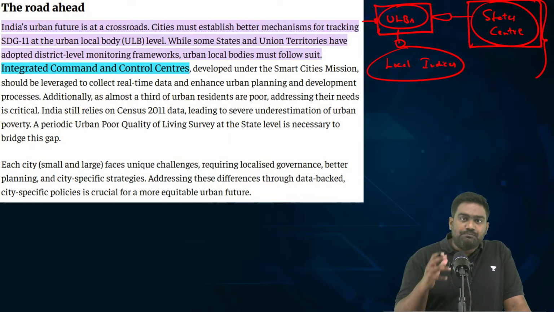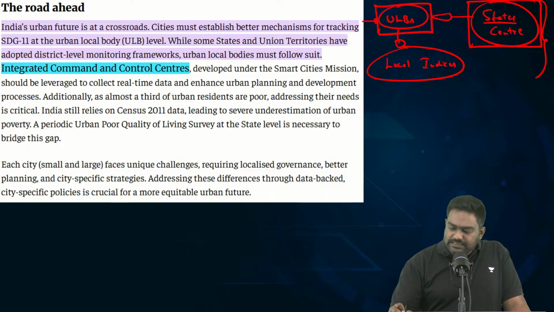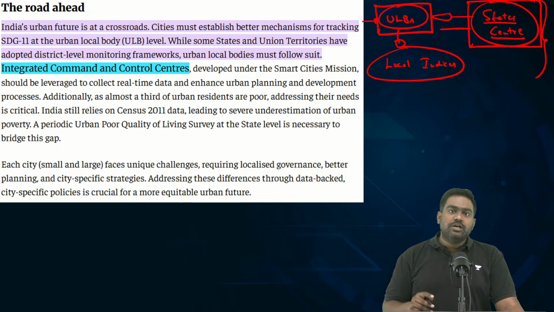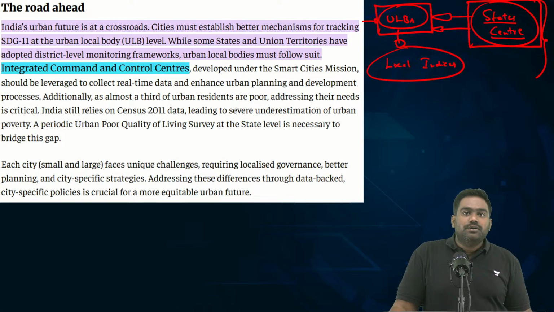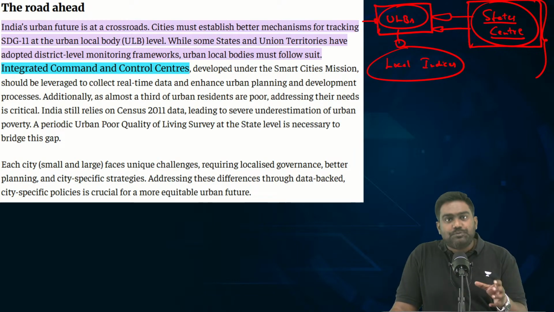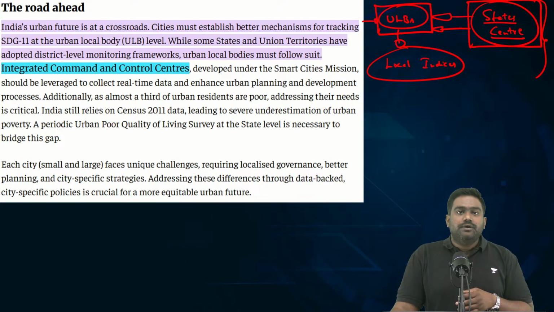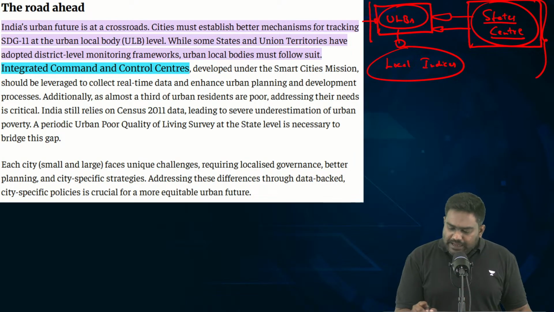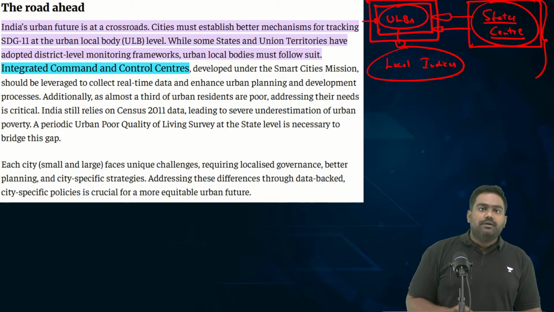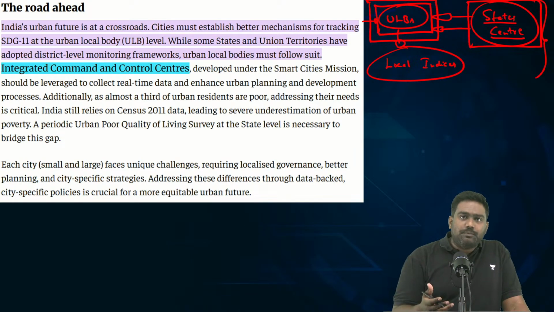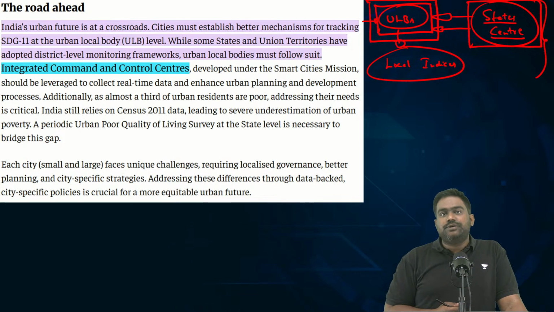The parties which are in power, especially at the state and the center, often politicize the urban local bodies for their political interests. So, this ends up breeding corruption within our municipal corporations, our city corporations. And there is absolutely no holistic focus on preparing our cities for the future. Forget the future, they're not even preparing our cities for the present day challenges.